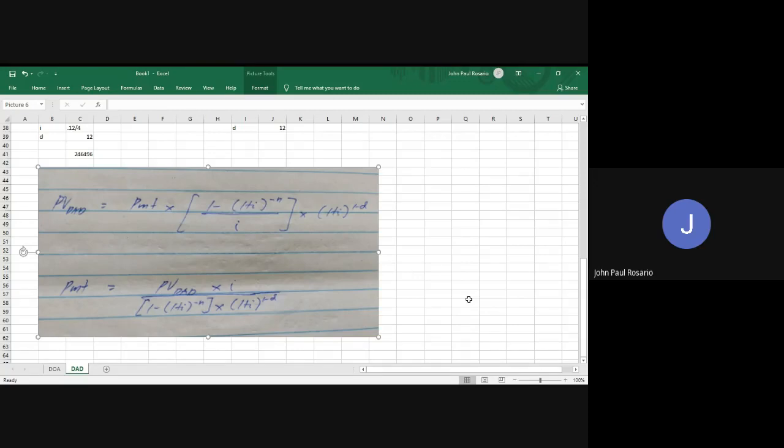Sige. Then for this one, the unknown is the payment, so we eliminate everything that is not payment. So that's PV deferred times i over 1 minus (1 plus i) to the negative n, times 1 plus i raised to the power of 1 minus d. Did you follow, since this is the numerator, and the numerator has a denominator here? Right?